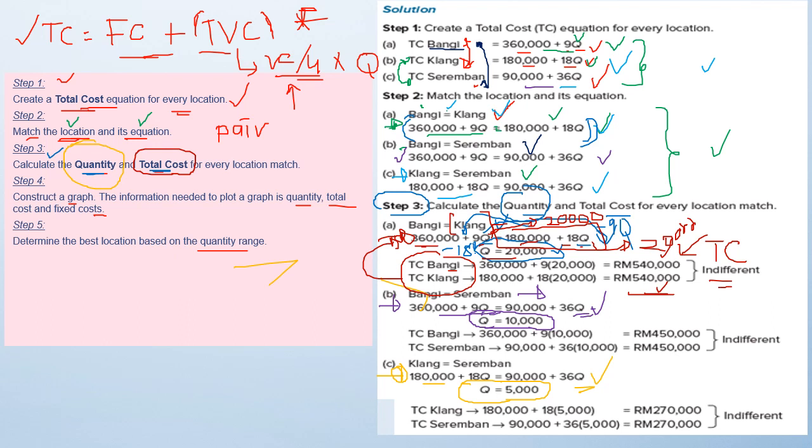Indifferent ni maksudnya tak ada beza. Tak ada beza dari segi quantity and also the total cost. So now you calculate total cost for the next match.